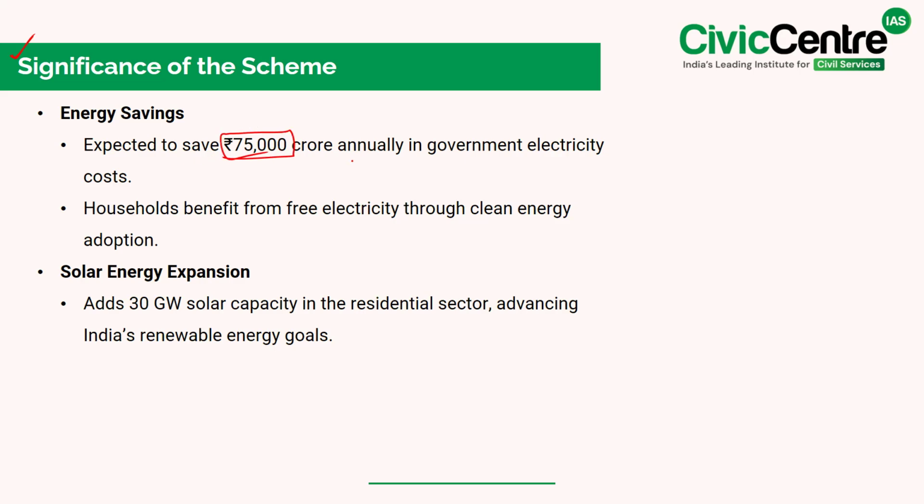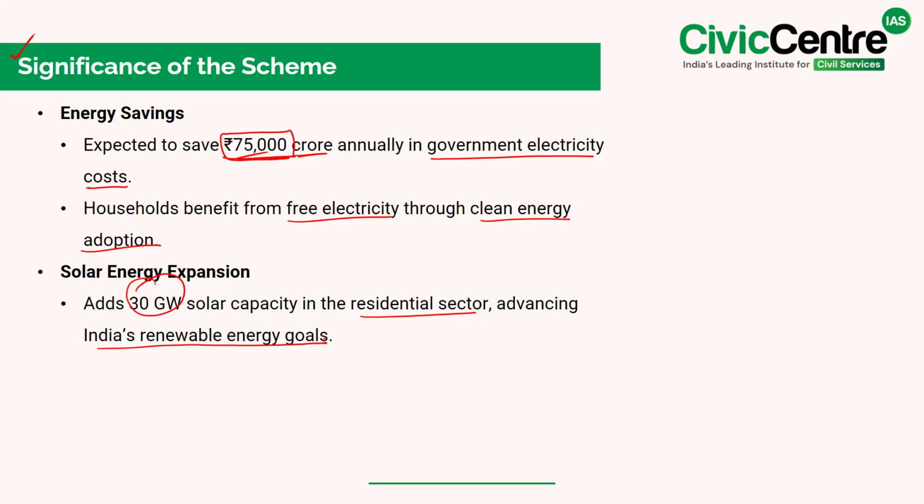Now, in terms of energy savings, it is projected to save the government 75,000 crore annually in the electricity cost, reducing dependence on fossil fuel-based energy sources. And for the households, the scheme ensures access to free electricity, lowering overall energy expenses and promoting clean energy adoption at the grassroots level. And from a renewable energy perspective, the initiative aims to add 30 gigawatts of solar capacity in the residential sector, significantly contributing to India's ambitious solar energy targets and its commitment to sustainable development.